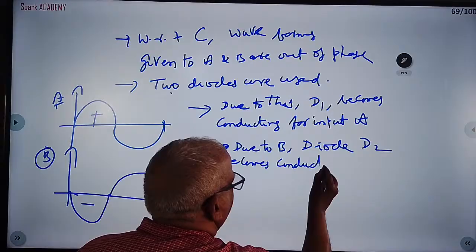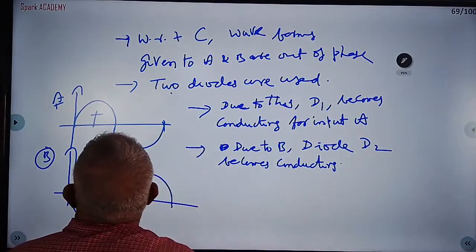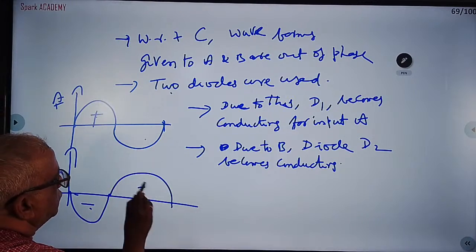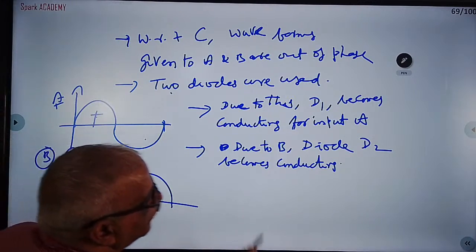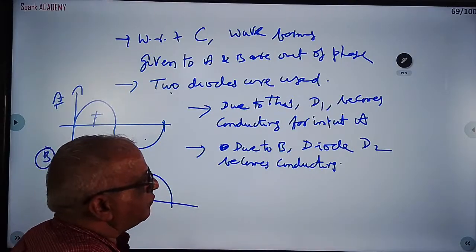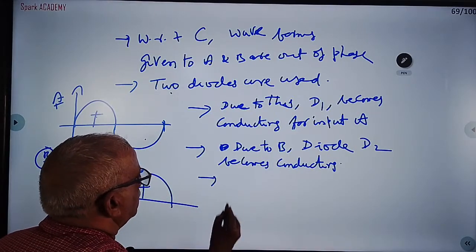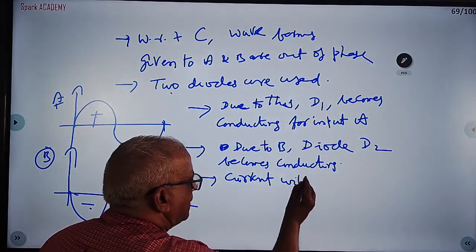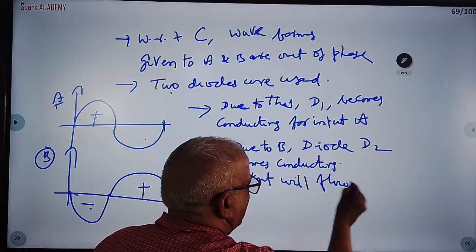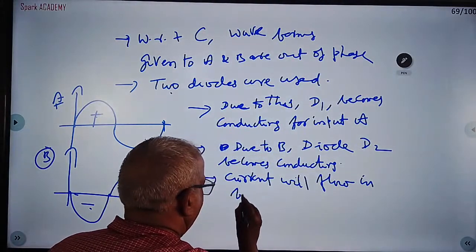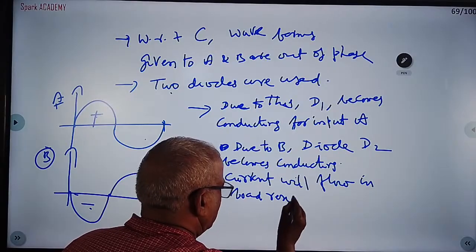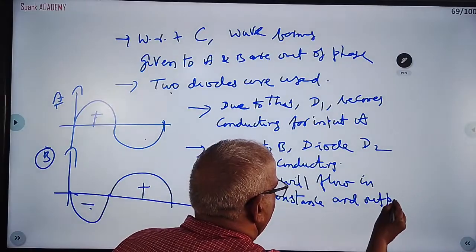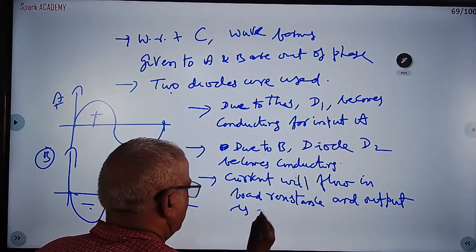What is the meaning of this? I'm telling you, when A positive is given, B negative is given. When A negative is given, B positive is given. At a time only one diode will work. Current will flow in load resistance and output is developed during both the cycles.